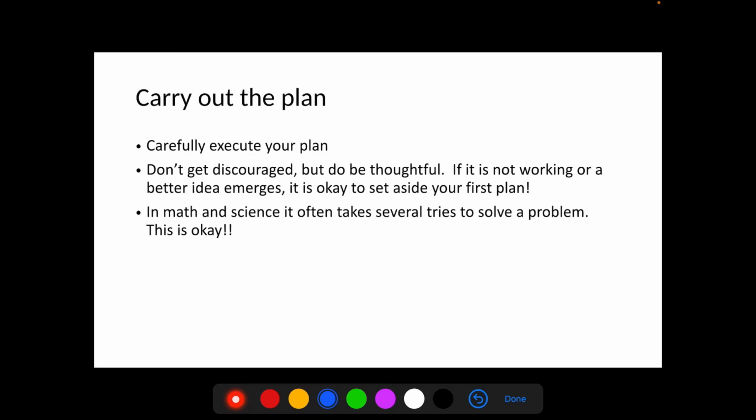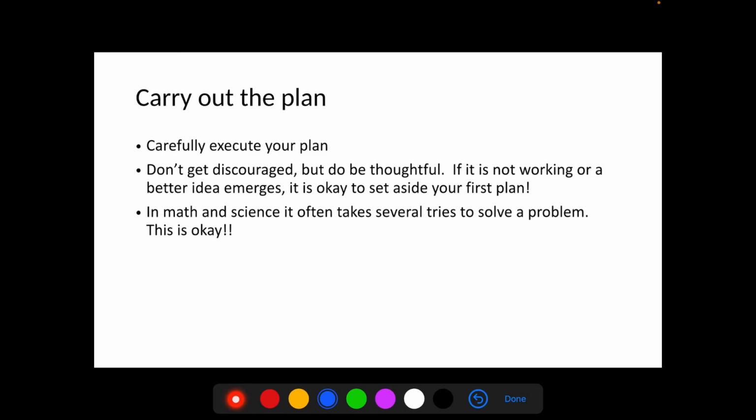Carrying out the plan usually isn't the hardest part. When I look at word problems, students will say, well, just tell me how to solve it, then I can do it. So we have to execute our plan, work it out, and that can be difficult, but usually it's the coming up with a plan that's a little bit harder.